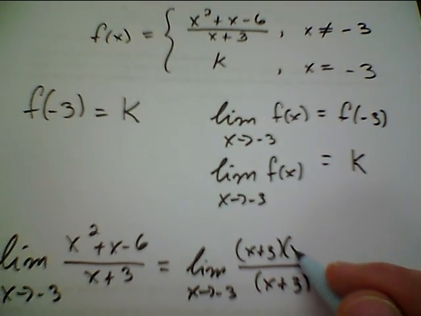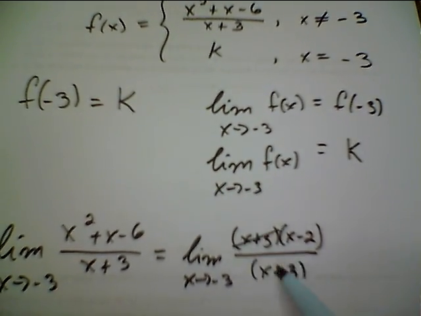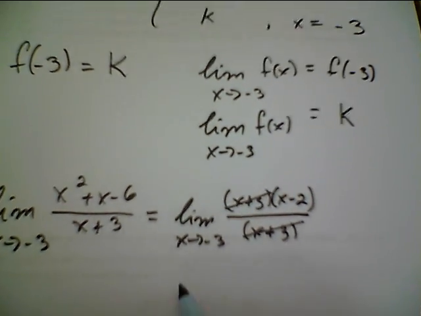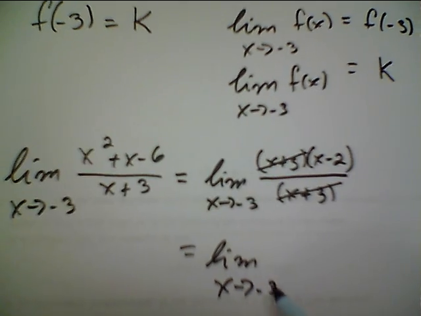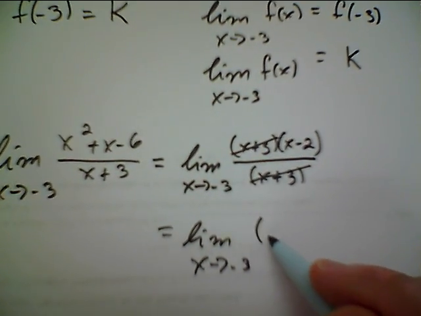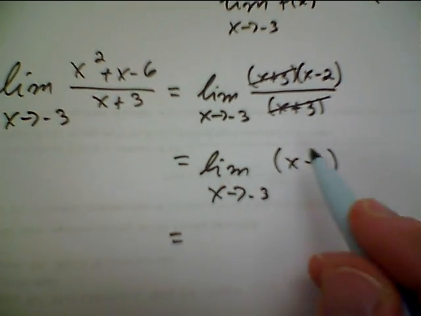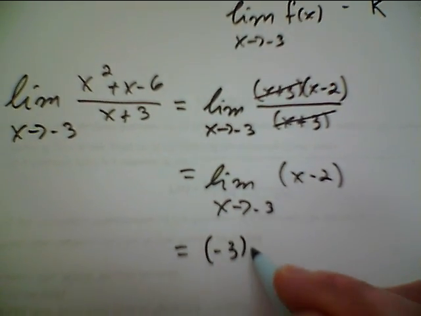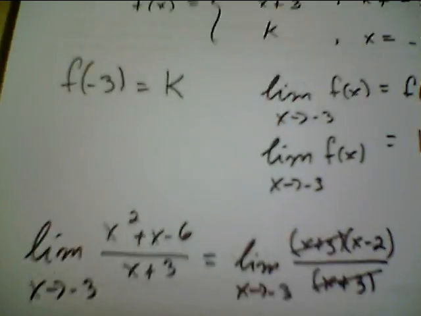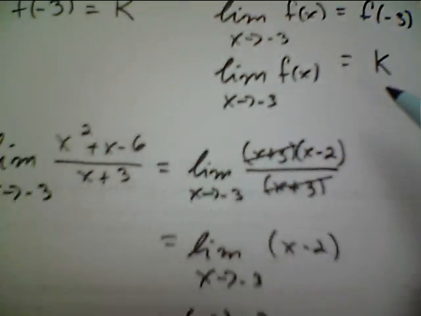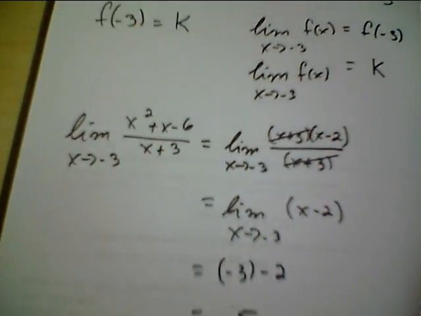Like that. Because I'm taking a limit, I can cancel those out. And now I can evaluate this limit. That's just a polynomial. So I get minus 5. So the limit as x approaches minus 3 from both sides is minus 5.